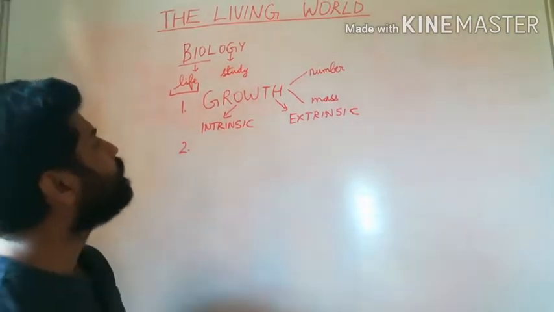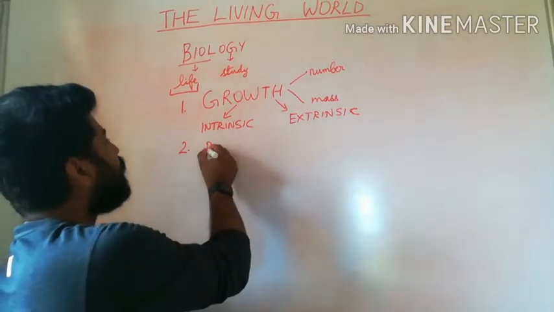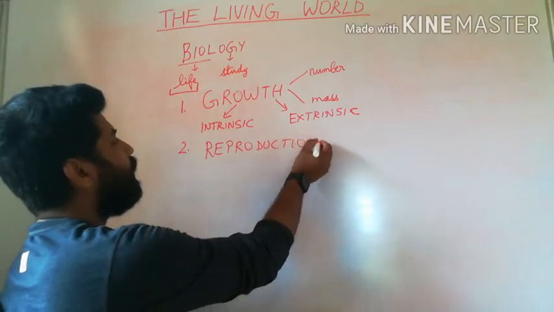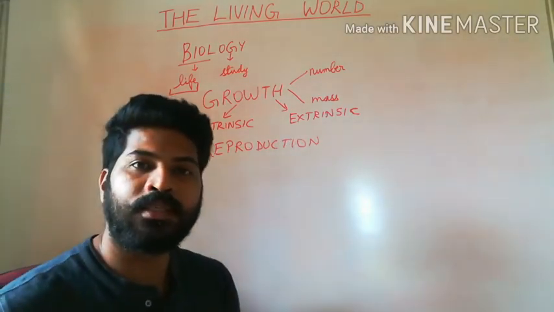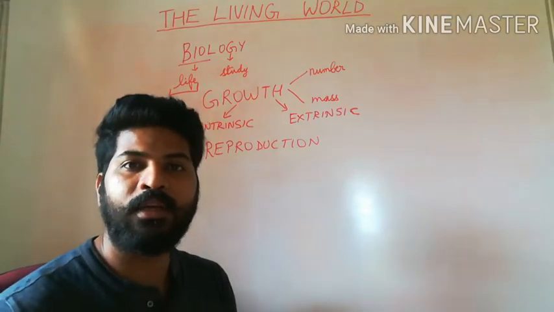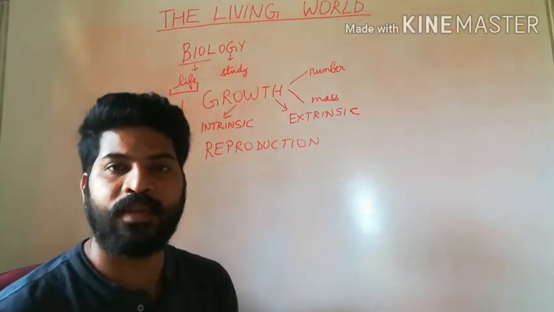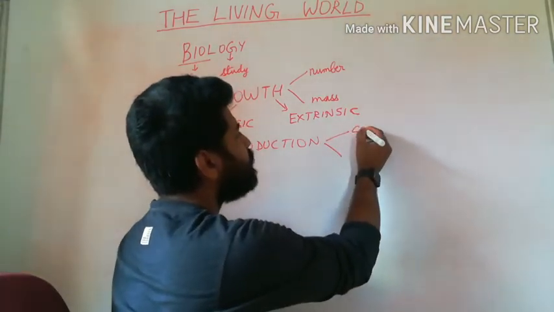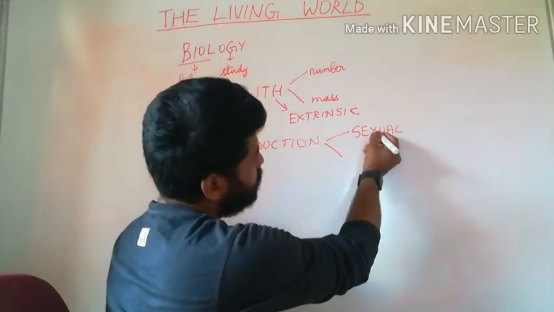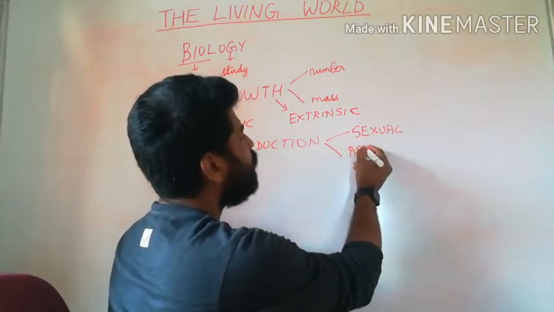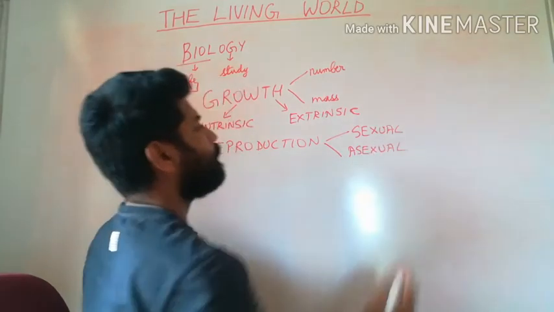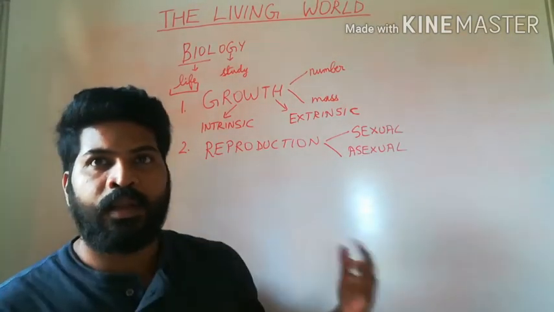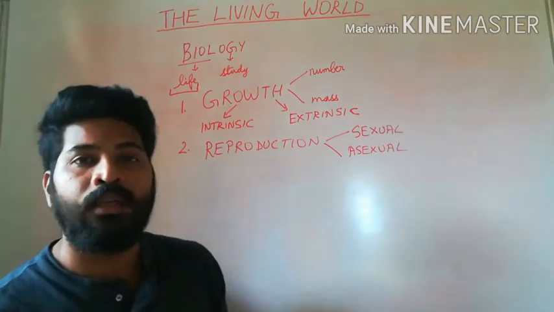Second parameter would be reproduction. Reproduction is the phenomenon where an organism produces another organism similar to itself. Of course, when we say similar to itself, we are talking about sexual reproduction. In class 8th, class 10th also, you have studied about reproduction briefly. So there are two forms of reproduction, sexual reproduction and asexual reproduction. Take for example the different types of asexual reproduction.